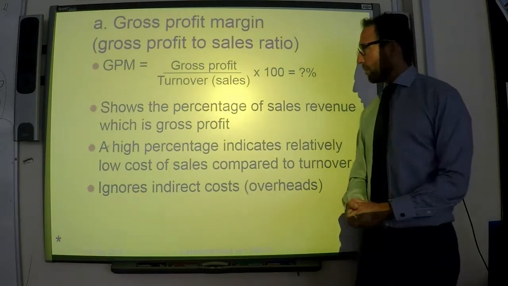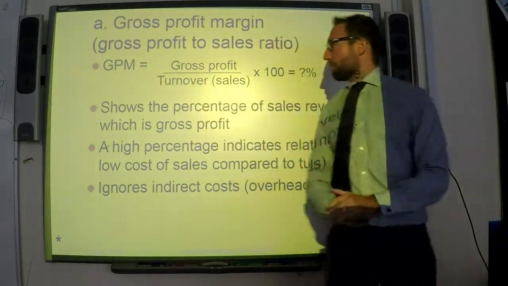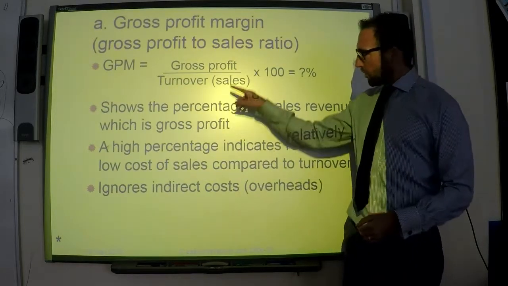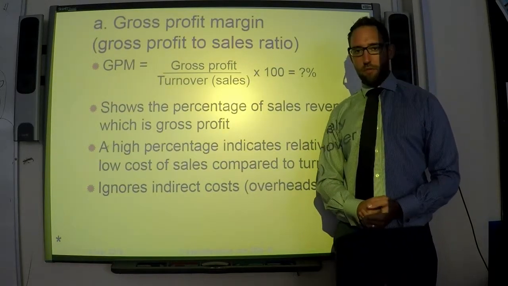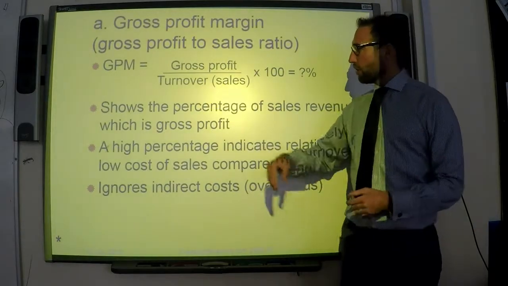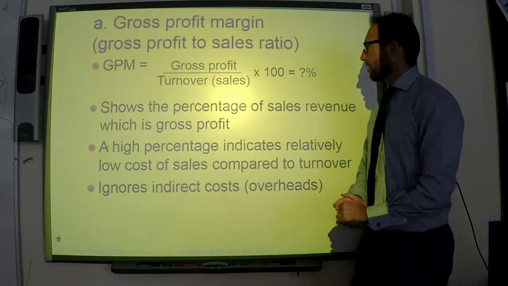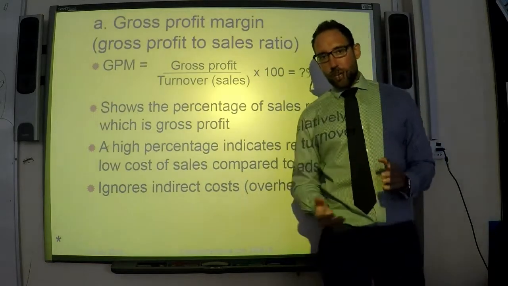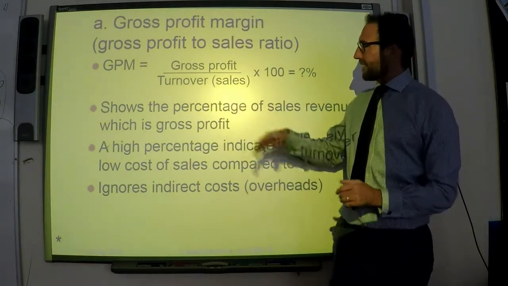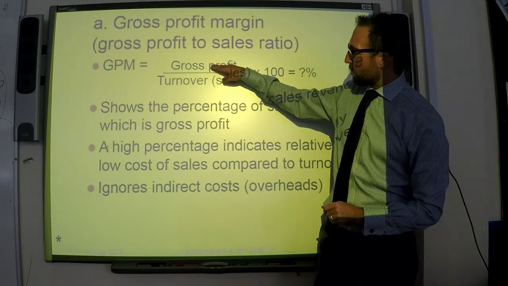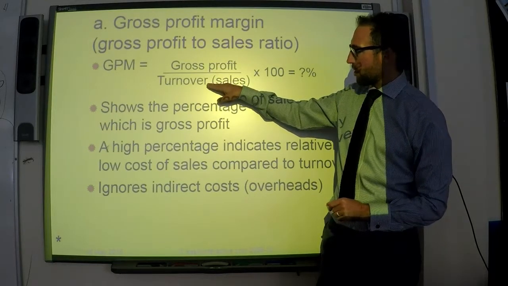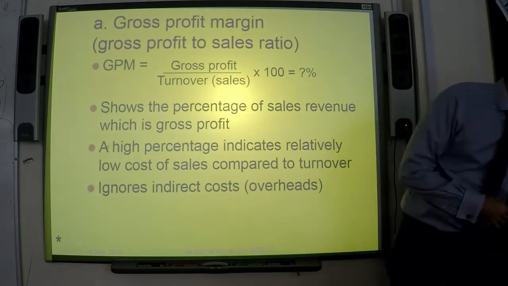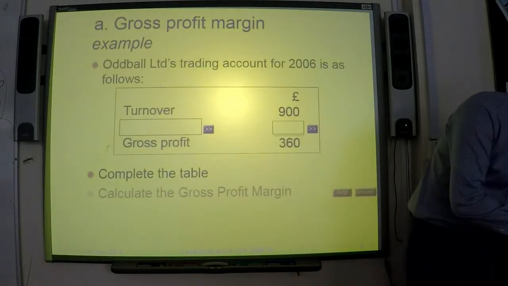Now, the first margin that we're going to look at, the gross profit margin, we basically take our gross profit, we divide by turnover. Remember, what is turnover? That's sales revenue, so that's the money coming into the business, our income, times it by 100. What does this show then? Well, basically, this shows how much gross profit we have got from our turnover, because we're doing gross profit divided by turnover. Let's have a little look at an example.